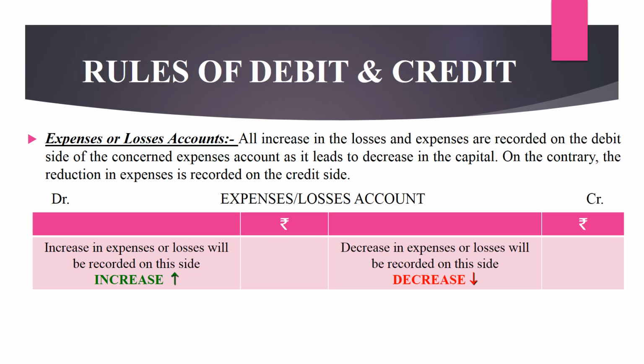Now, last rule, expenses or losses account. So all increase in the losses and expenses are recorded on the debit side of the concerned expense account because it leads to decrease in the capital, whereas the reduction in the expenses is recorded on the credit side of the expenses account. Okay, now expenses increase or losses increase will be recorded on this side, debit side, and decrease in expenses or losses will be recorded on this side, that is your credit side.